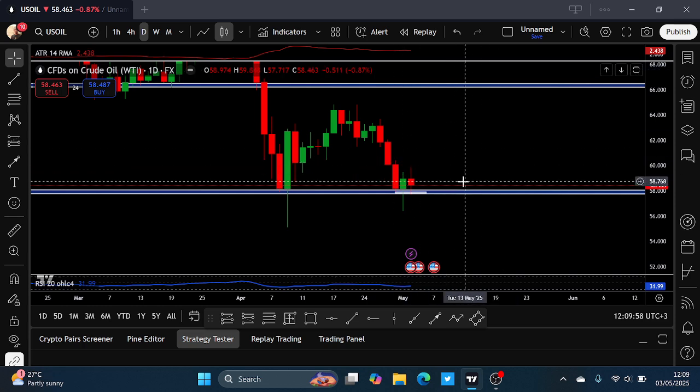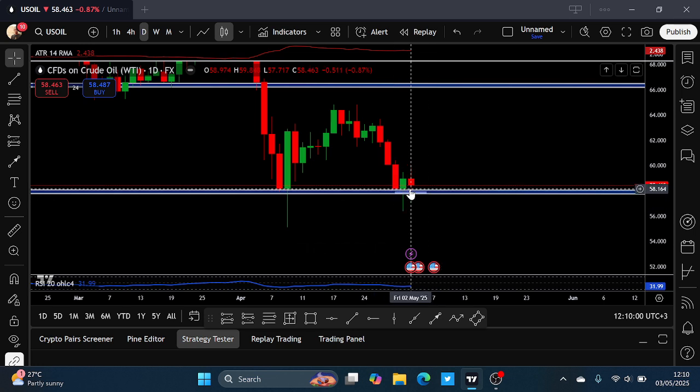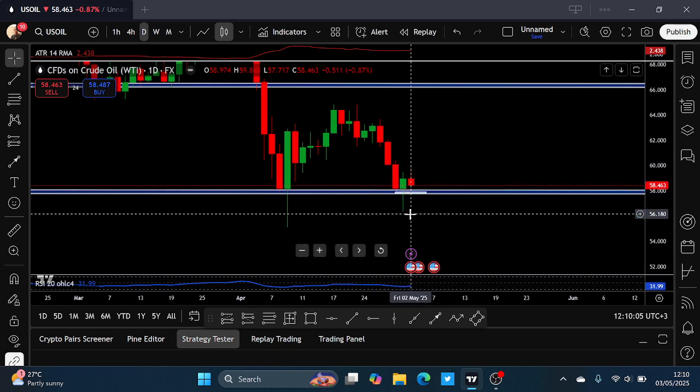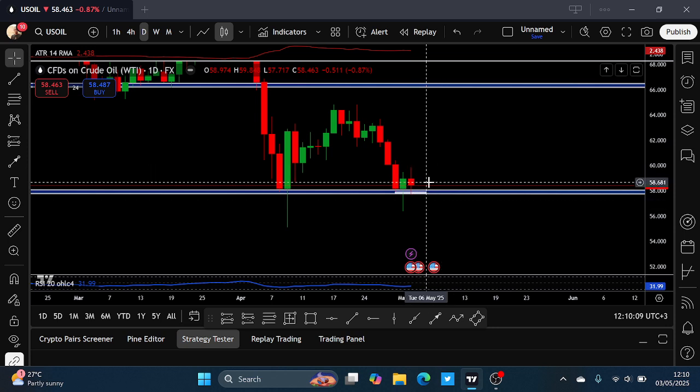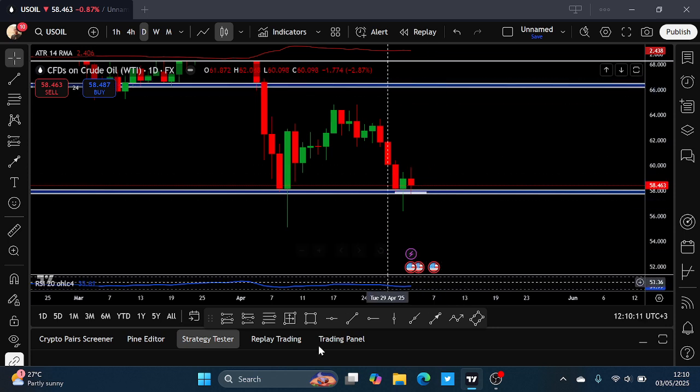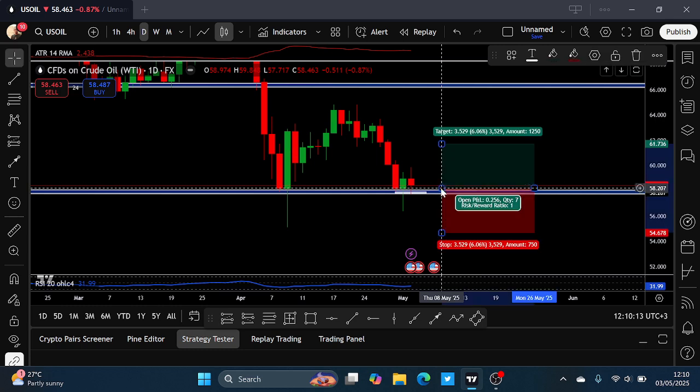So how do you take advantage of this? You can enter on the daily time frame, buy US oil, and then put your stop loss below the wick of this pin bar. You don't expect price to come below here, and then target the next high, which is around how many pips?